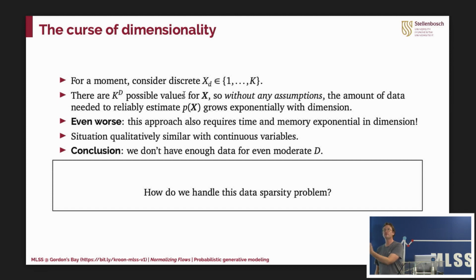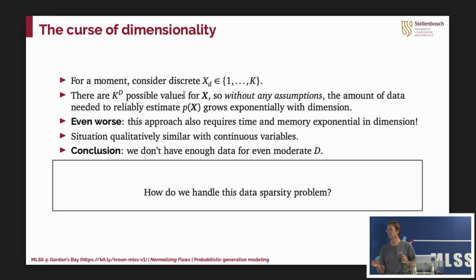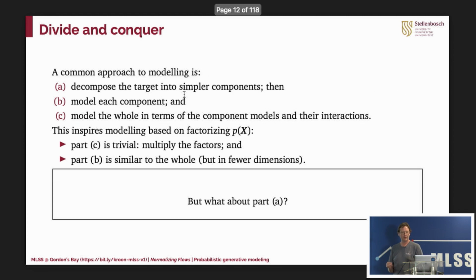So the more components that D has, maybe you think of them in terms of pixels of an image, the more pixels there are, the amount of information I need to specify this distribution is going to grow exponentially with the pixels. Okay, and that is not something that is tractable. Okay, we don't have enough data for even moderate D for any problem. Okay, so we have to handle this data sparsity problem.